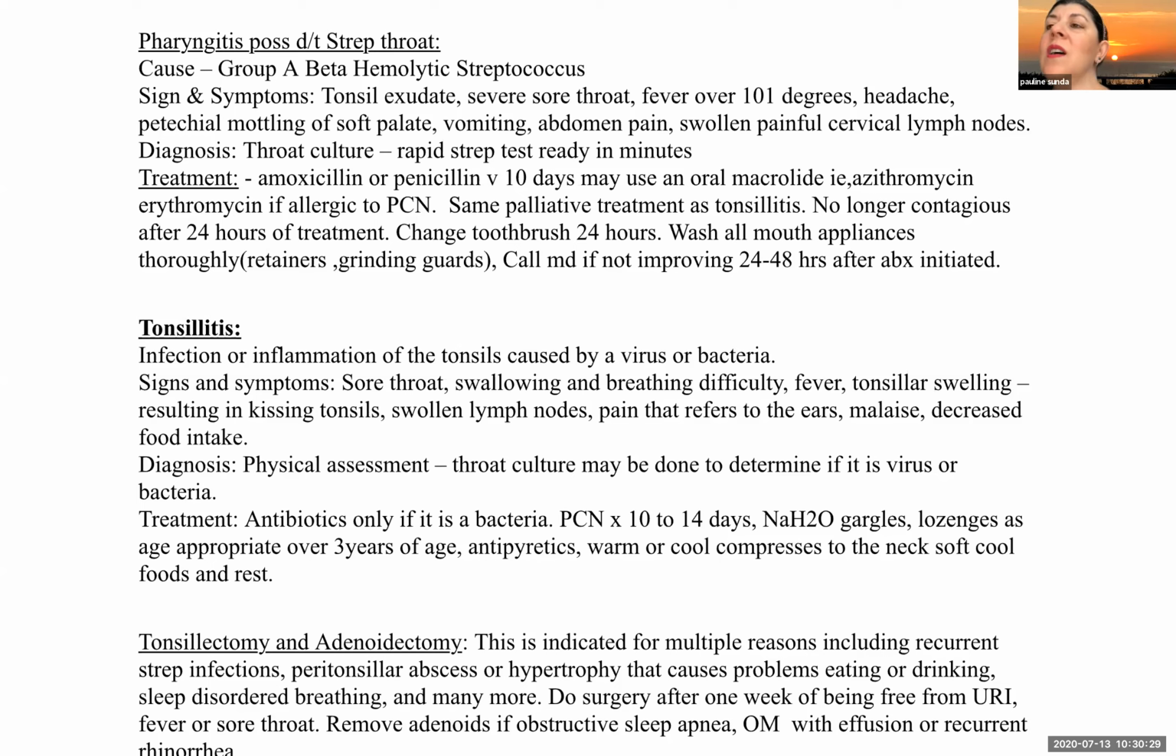They can also use an oral macrolide like azithromycin or erythromycin if they're allergic to penicillin. They use the same type of palliative treatments as tonsillitis, which we're going to talk about in a moment. They are no longer contagious after 24 hours. So it's important to change the toothbrush 24 hours after they've started antibiotics so they don't get reinfected. You want to wash all the mouth appliances thoroughly, like retainers or grinding guards. If they're not getting better within 24 to 48 hours after the antibiotics have been started, give the doctor a call again.